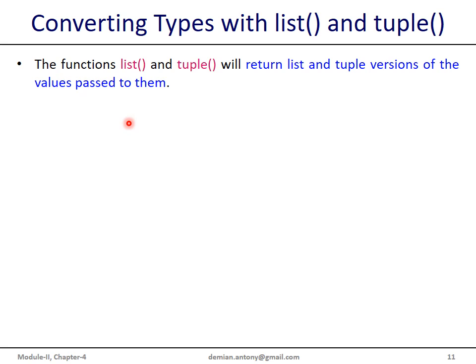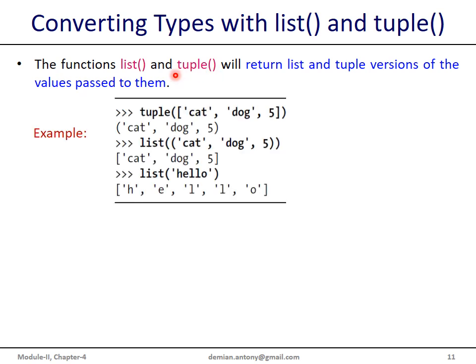Converting data types, list and tuple, with functions. The function list takes the argument, which is a tuple, and converts the tuple into a list. Similarly, the function tuple takes the list as an argument and returns the tuple equivalent.